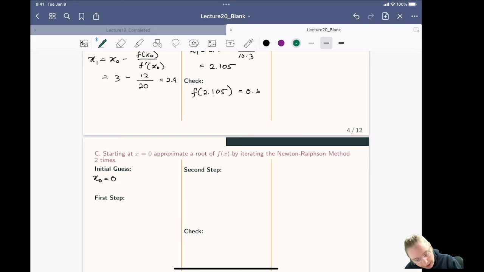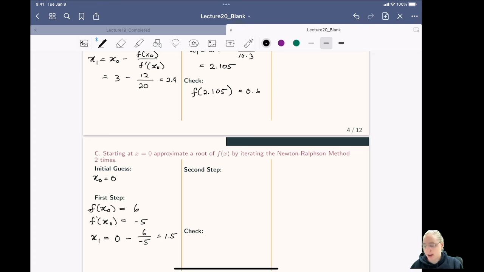All right, so I'm going to start at x0 equals 0. And then I have f of x0 is equal to 6, and f prime of x0 is equal to minus 5. So I have x1 is equal to the initial guess of 0 minus 6 divided by minus 5, which comes out to being 1.2. Notice that the minus signs cancel there.